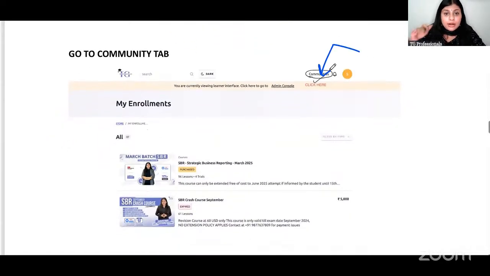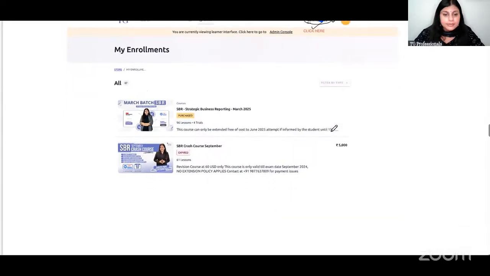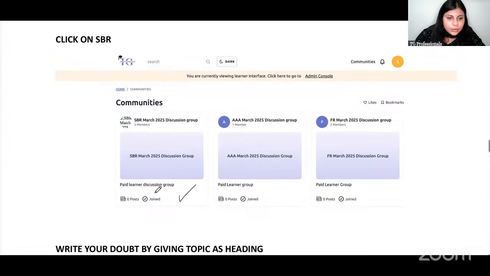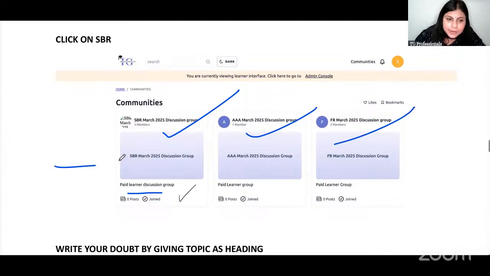The people who are enrolling right now are seeing it currently. So you will see a community tab. When you open your portal, you will see the community tab on the top. You're going to click there. Then you will click on SBR. If you are enrolled into SBR, after clicking the community tab, you will get various groups. But you are part of the SBR community and want to ask doubts related to SBR, so you will click on this. All the people who are in the batch will be there in this discussion group.